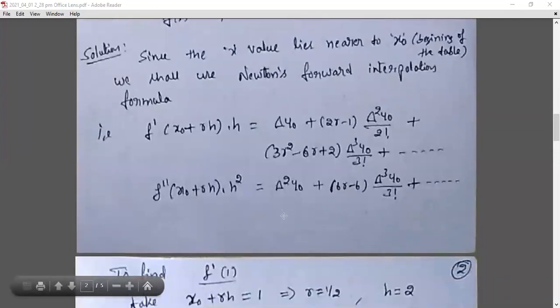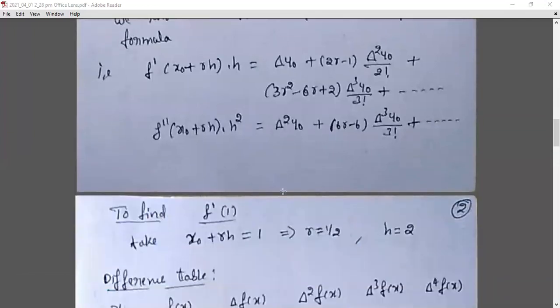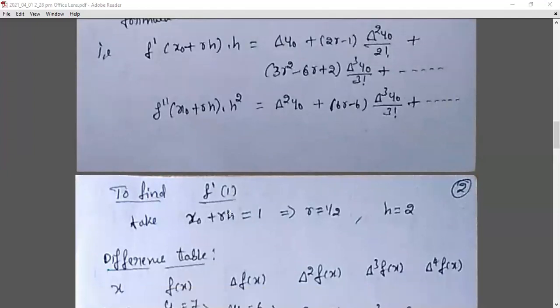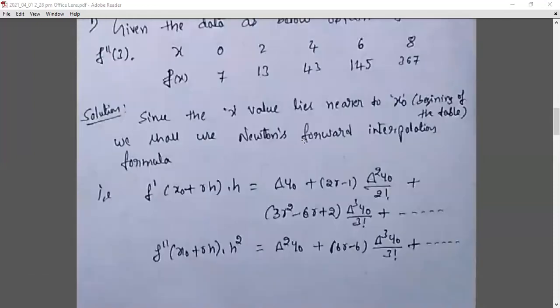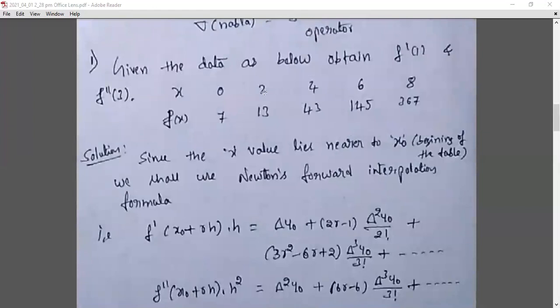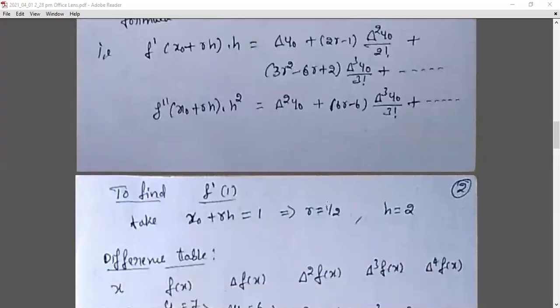And here is the formula which you need to remember. After that, let us find f dash of 1, that is dy by dx at x equal to 1. In order to find that, first you need to find the value of r, and you have to identify h, that is the step length. As you see in the given data, the difference between two consecutive values of x is 2. So we have h equal to 2 and x naught is 0. On substituting that, we have r equal to 1 by 2. And as I told, h is equal to 2.